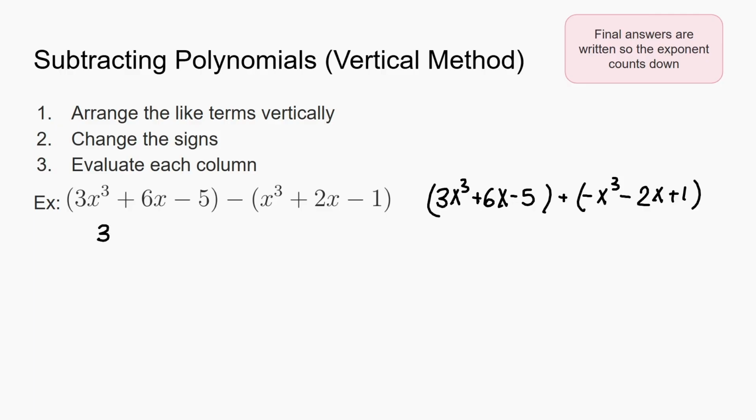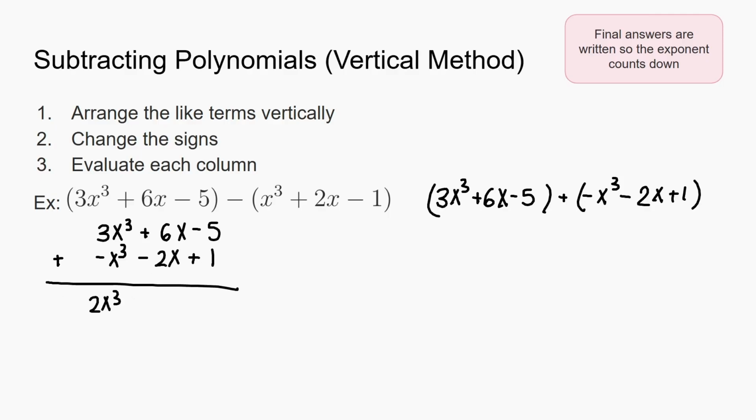Now we can do 3x cubed plus 6x minus 5. And now we're just going to add. We're going to add negative x cubed minus 2x plus 1. And then we'll get 2x cubed plus 4x, because 6 minus 2, negative 5 plus 1 is minus 4. And we get the same answer as before. So we can either subtract these polynomials, or we can add the negative, which makes it easier to solve.